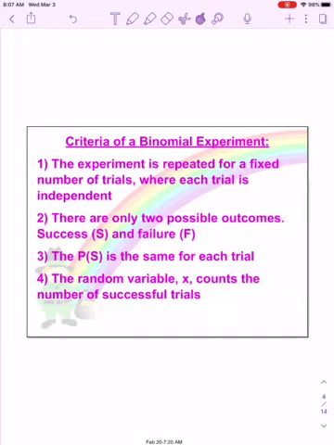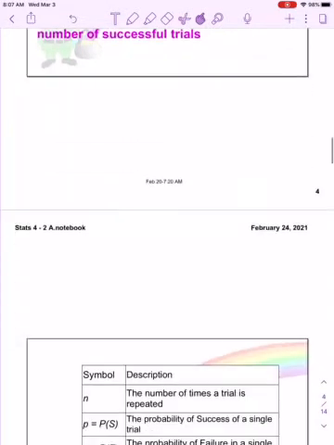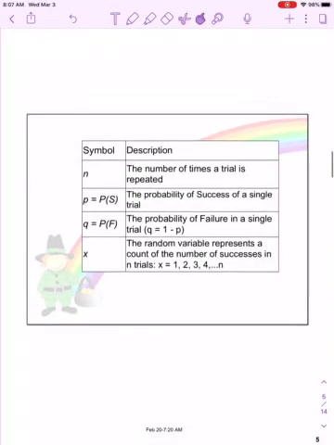And then your random variable x this time counts how many successful trials you have. So how many times do you get what you want? So these are the things that we're going to be using, n, p, q, and x. These variables, n, p, q, and x, we're going to be identifying a lot.